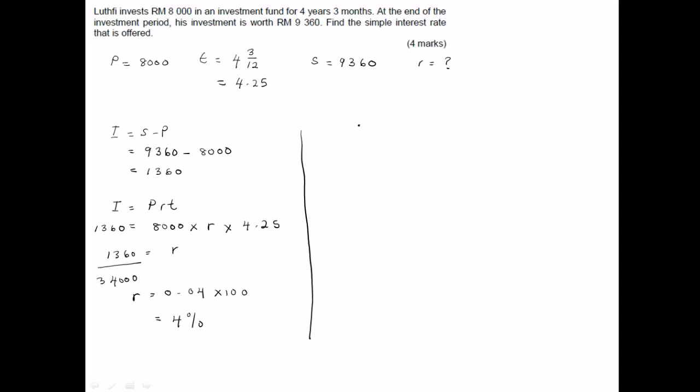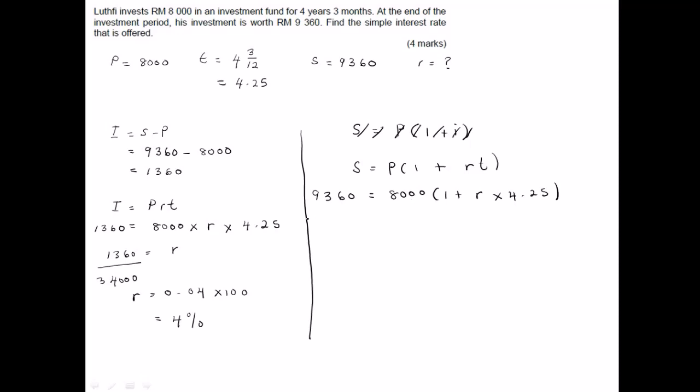Second way, we can straight away use formula S equal P1 plus I. Oh, sorry, this one is for compound interest. S equal P(1 plus RT). Okay, this formula is for simple interest. Substitute S 9360, substitute P 8000, 1 plus R is the value that we want to find, multiply by 4.25.